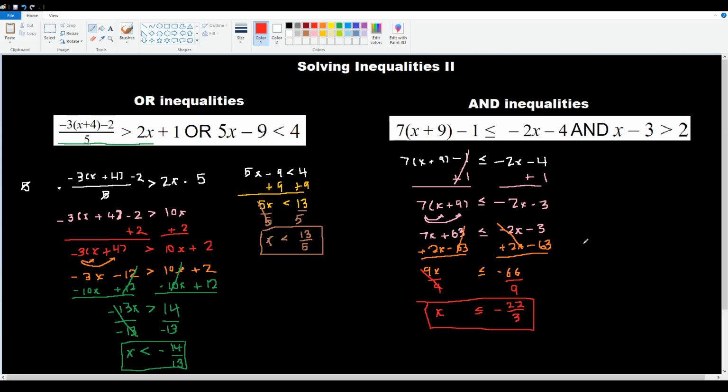And now we're going to be doing the right one. X minus 3 is greater than 2. That's just some preschool stuff. I don't even think I need to write that one out. X is greater than 5. Just add 3 on both sides. Now this is the simplified condition for the right one.